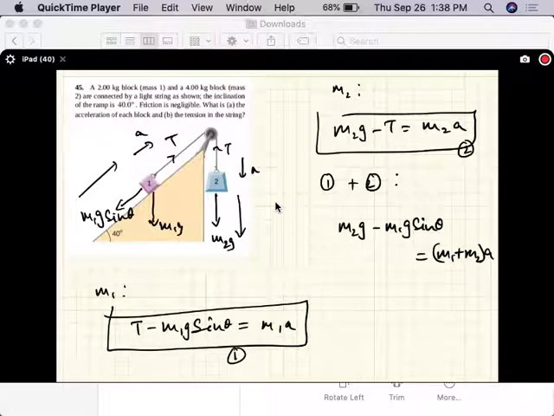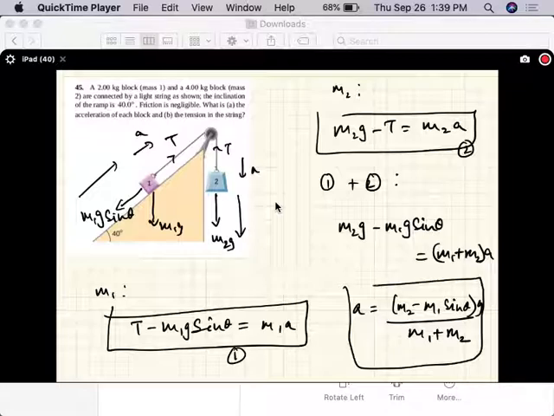Okay. So a is (m2 minus m1 sine theta) times g divided by (m1 plus m2). Okay, so that's the expression for a.